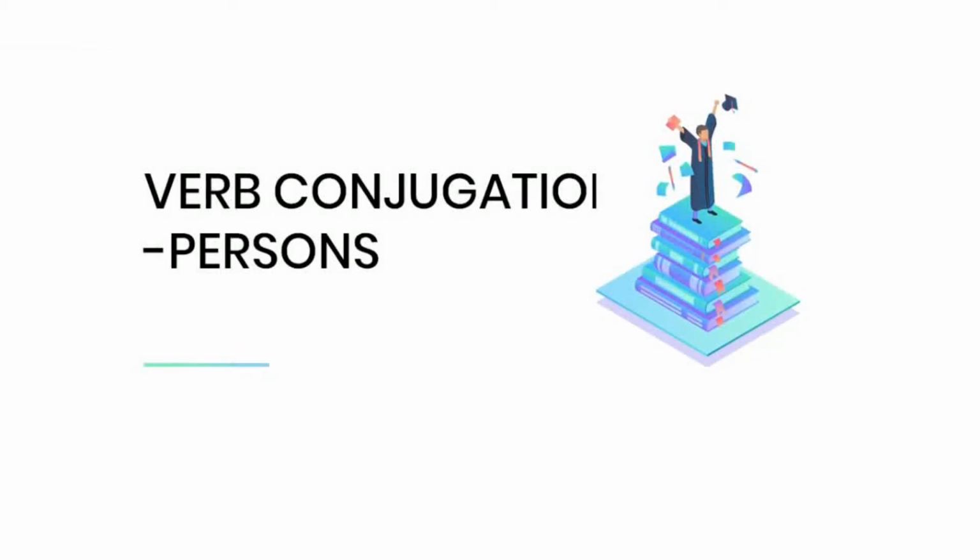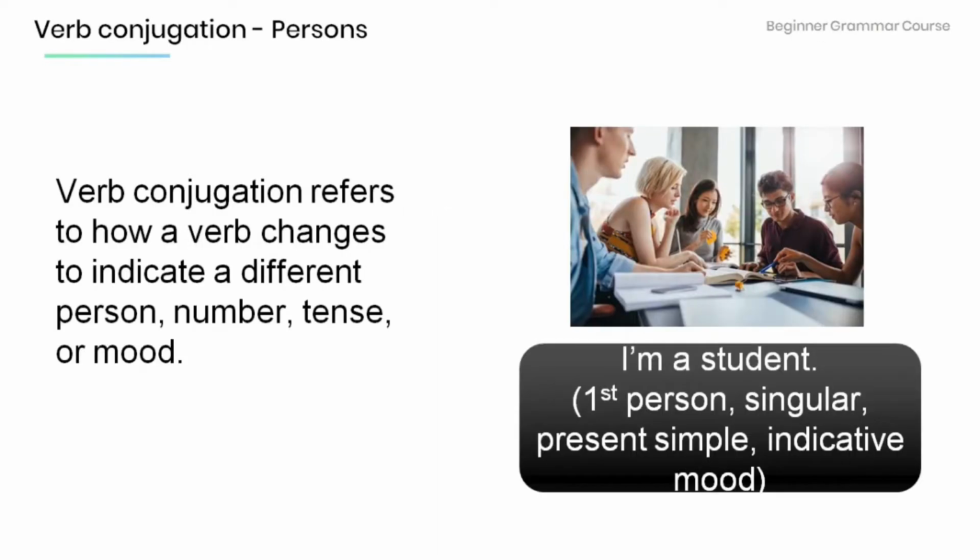Today we are going to talk about verb conjugation, persons. Let's get started. Verb conjugation refers to how a verb changes to indicate a different person, number, tense, or mood. Let's have a look at the following example.